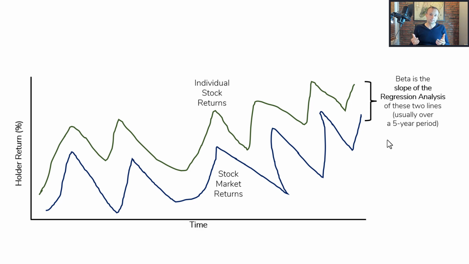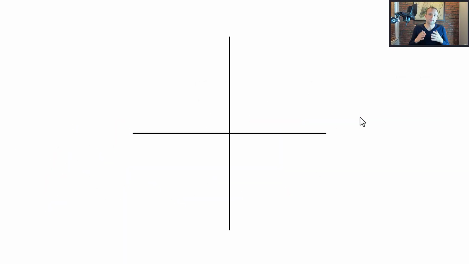So with all that said, let's hop ahead and take a look at how we come up with and apply this beta concept in real life. Now let's take a look at the regression analysis that gives us the output of beta. To begin with, we're going to imagine we have a simple XY axis where on the X axis we have the return of the market as a whole, and on the Y axis, we have the return of an individual stock that we're analyzing.